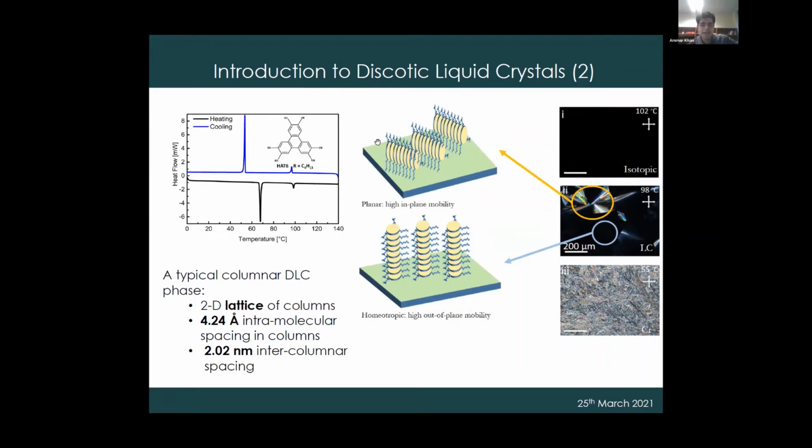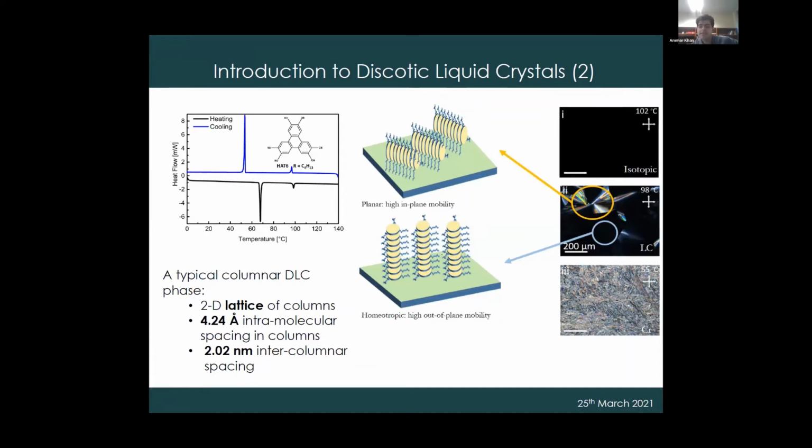But just to point out, these are optical micrographs of a columnar mesophase. So this molecule that I showed you, HAT6. If you look at the DSC, then what we get is that under heating from room temperature, you have a crystalline phase. Then after about 64 degrees Celsius, you have a columnar mesophase, and then you have isotropic after 100, right? And this is what you would see under an optical microscope.